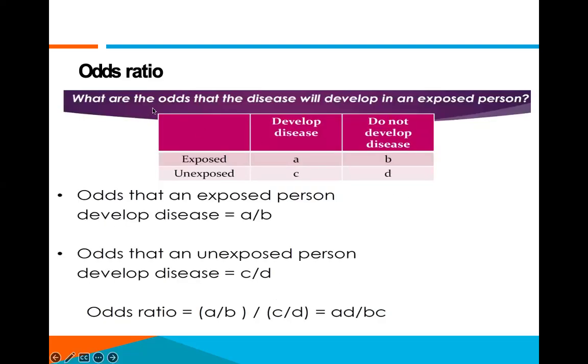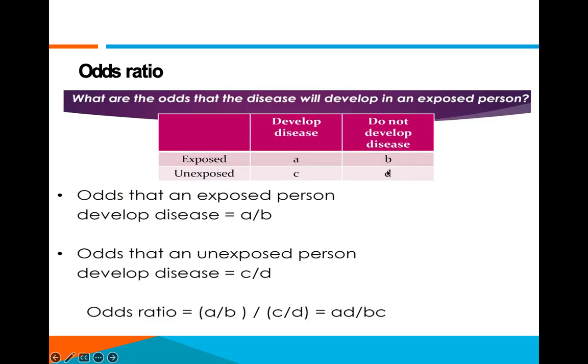So you are asking, what are the odds that the disease will develop in an exposed person? So: disease developed, disease not developed. For an exposed person, for the disease to develop, we say it is A. For an unexposed person, for the disease to develop, we say it is C. For an exposed person, for the disease not to develop, we mark it B. And for an unexposed person, for the disease not to develop, we mark it D.